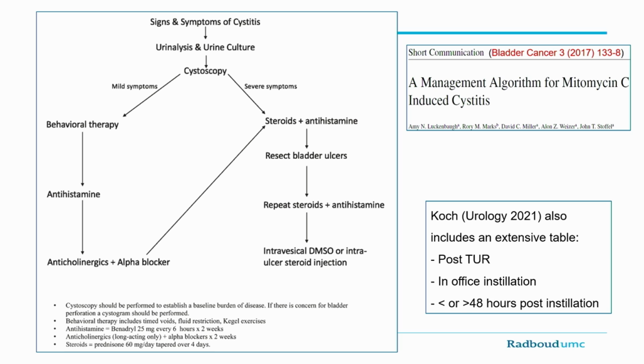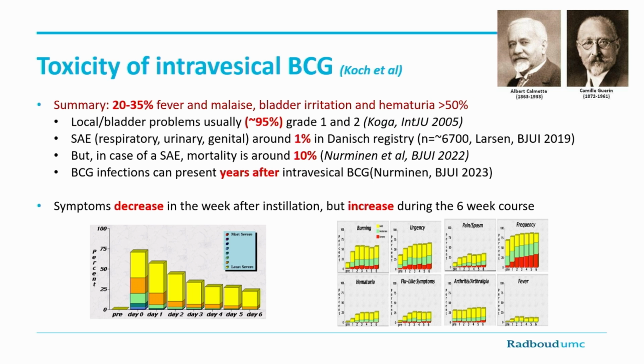You see a very nice schedule. I won't go into detail, but the manuscript that I mentioned has a very nice algorithm for mitomycin C treatment, which basically means if you have some side effects, you should use anticholinergic drugs. And if there are more, or if you have allergy, of course, you have to go for another treatment. And it also includes sites like post-TUR and office fulguration, and before and after 48 hours of the instillation. So it's a very complete overview of what you could do with mitomycin C toxicity.